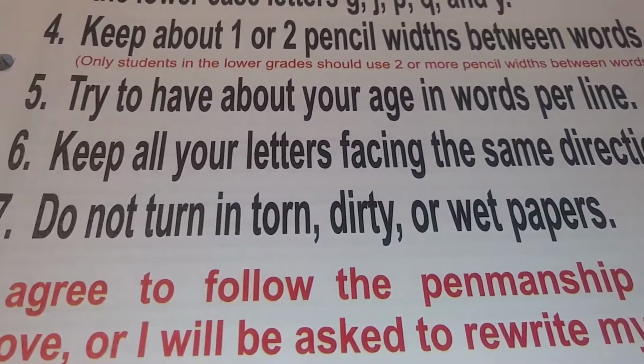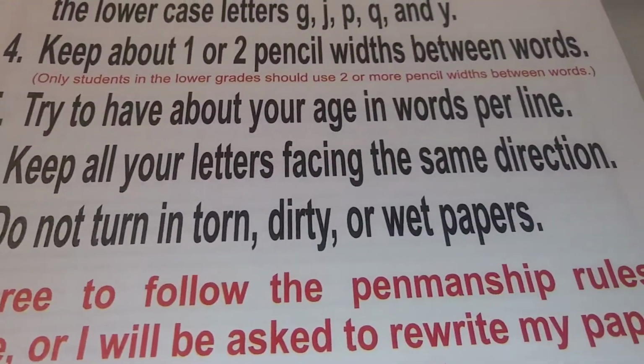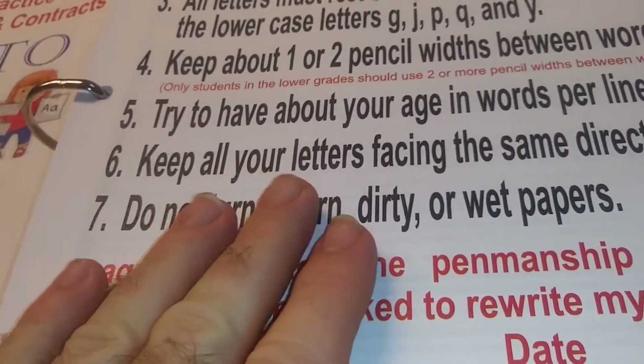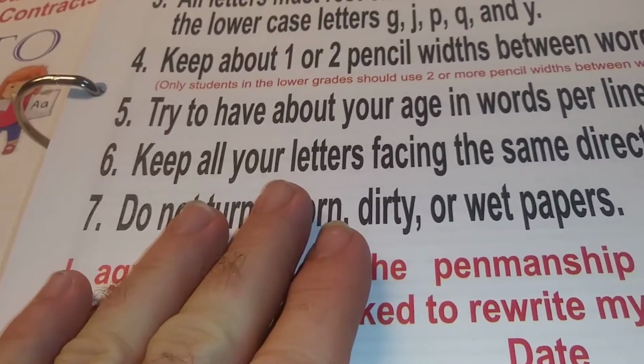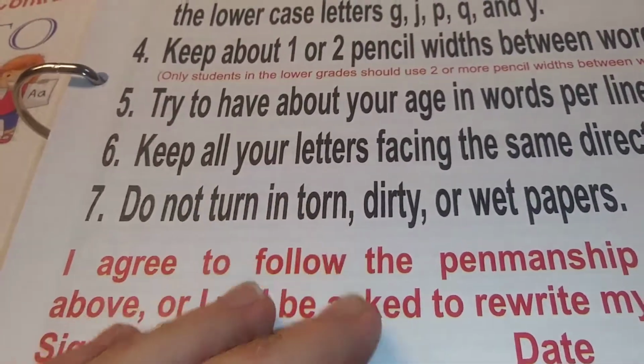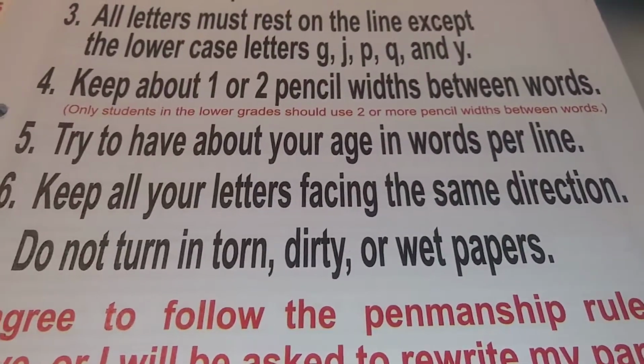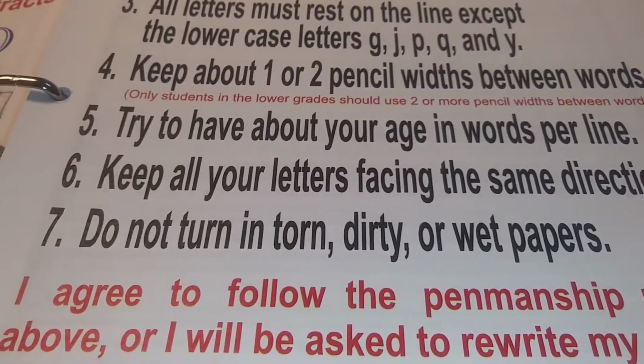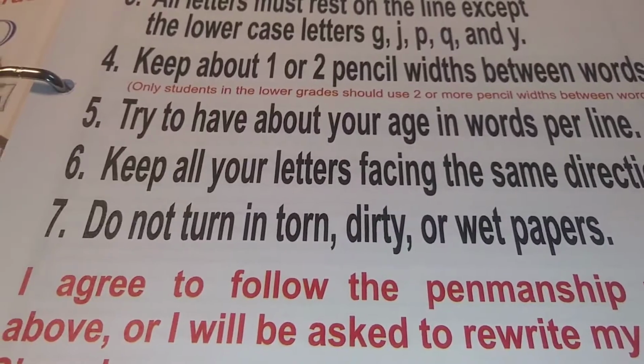Rule 6, capital. Keep all your letters facing the same direction, period. So you would not have letters going left and right and up and down. It would just pick a direction and stay with it. I don't mind kids having a slightly different style that they prefer, as long as they're consistent and don't go back and forth, giving me reader's whiplash.